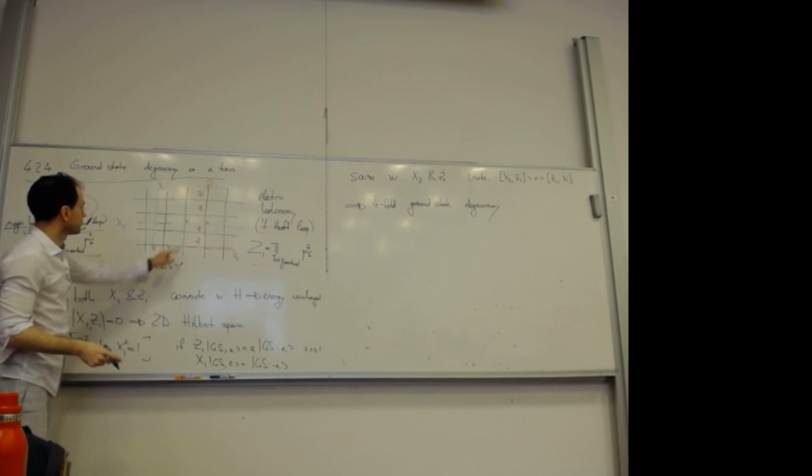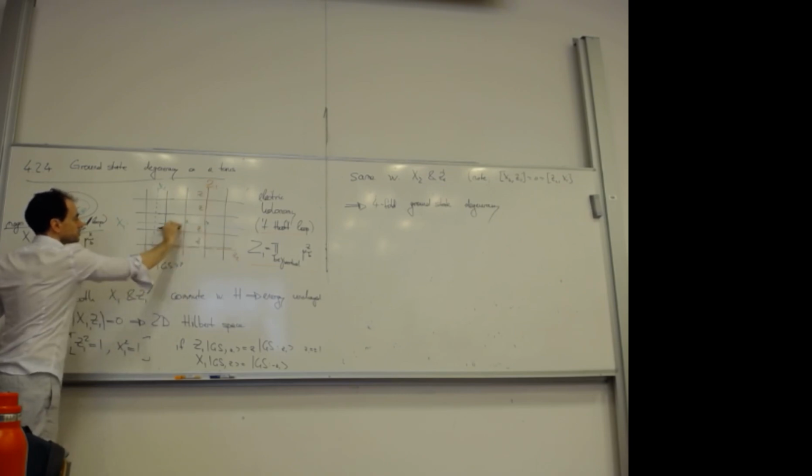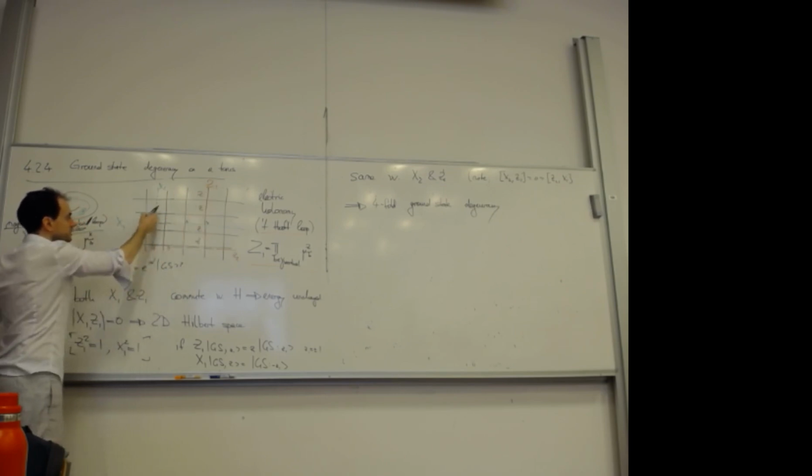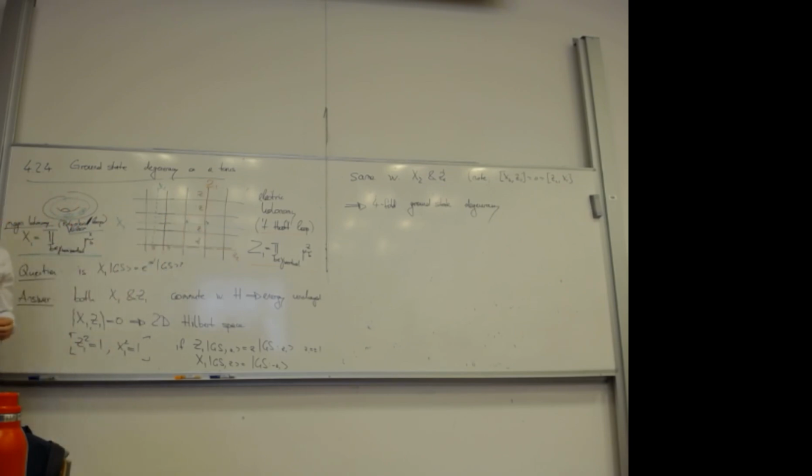What I said is still true. If you take a Z1 which does this loop like so, it will intersect twice. And therefore they will also commute. Okay.